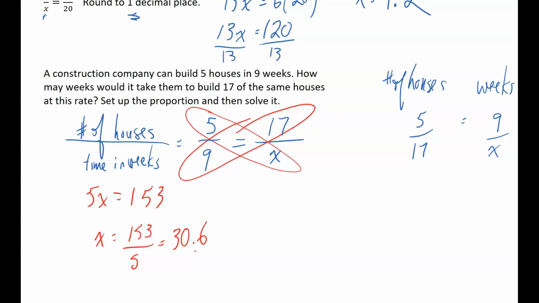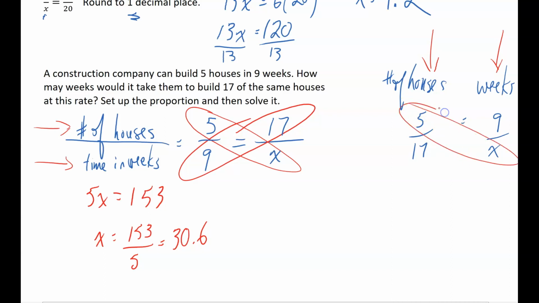And notice I've set this one up in a sort of a vertical way, whereas these ones were set horizontally with equivalent amounts. And that's what I mean. You can do either, because if you notice what happens when we look at the cross products in this one, 5x equals 9 times 17. It's exactly the same. You just don't want to get them crossed, okay?